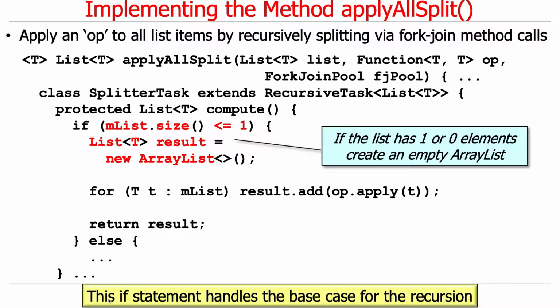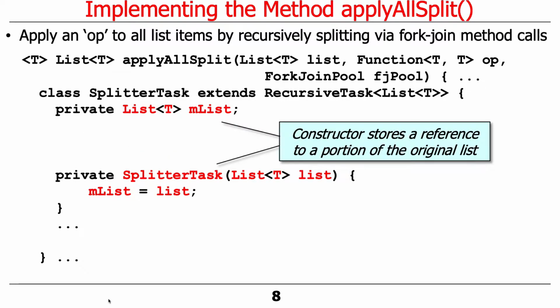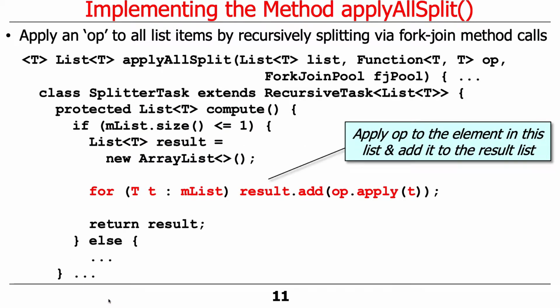Let's assume, for the sake of argument, it has one element in it. When it has one element in it, we're basically at the base of the recursion. So we make ourselves a new result list, which is initially empty, as you can see here. And then we iterate through the list that we have that was initialized by the constructor here, and we go through that list, which has one item in it.